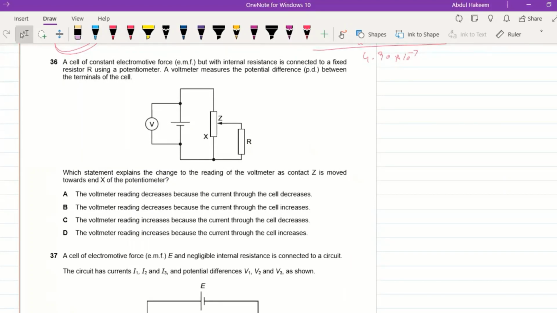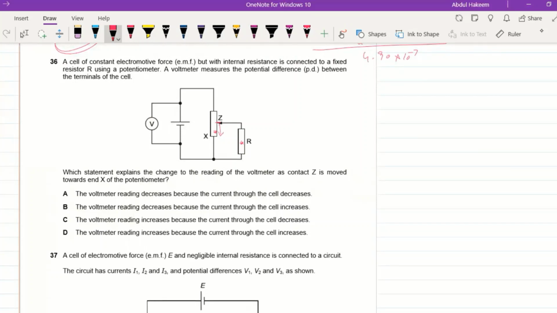a cell of constant EMF but with internal resistance is connected to a fixed resistor R using a potentiometer. A voltmeter measures the potential difference between the terminals of the cell. Which statement explains the change to the reading of the voltmeter as contact Z is moved towards the end of the potentiometer? Meaning this Z is moving in this direction.